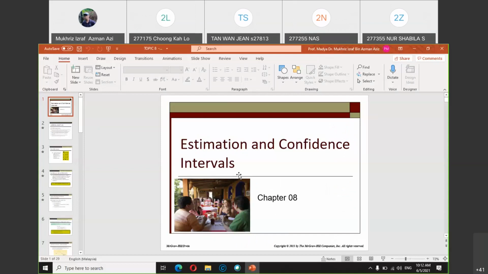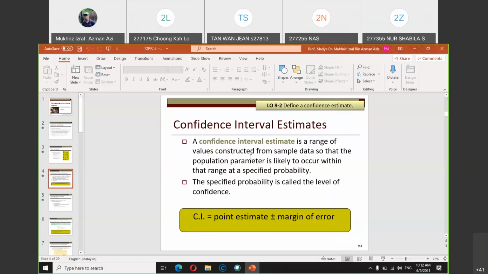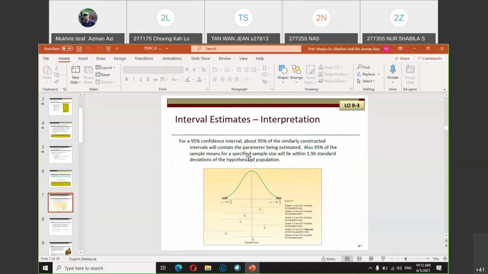Last Monday, we discussed the introduction to CI, confidence interval. What is it used for? The definition, the point estimate, and the idea behind the confidence interval. What it is used for, and of course how to calculate them. So we practiced a few questions on the Z distribution.